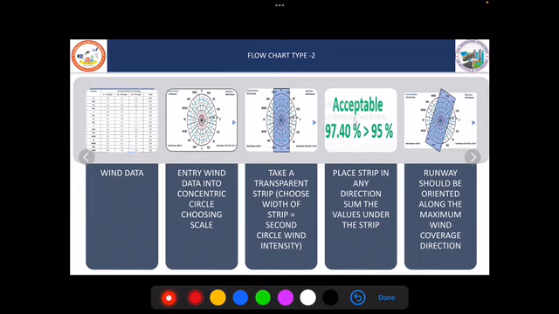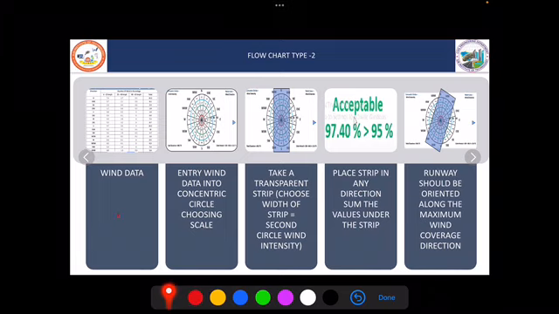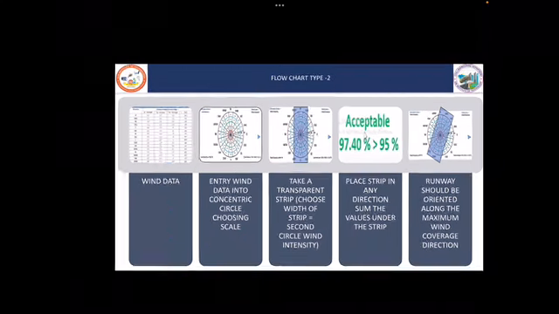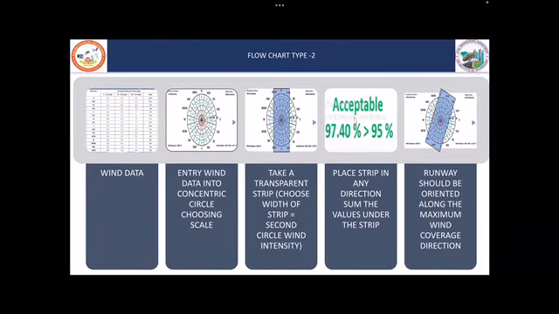Now to summarize the Windrose diagram of type 2: first we require wind data. Once the wind data is ready, you have to make a Windrose diagram. In that, enter the data into the concentric circles for the chosen scale. Draw the radial lines and concentric circles, and write the duration of the wind within each and every sector.